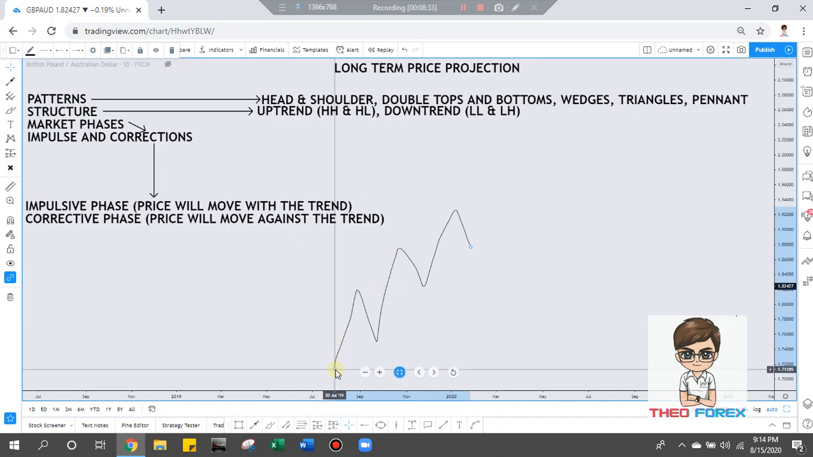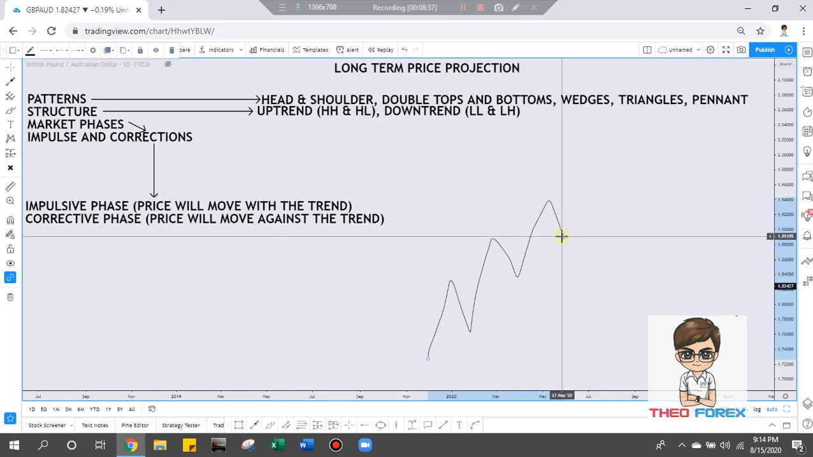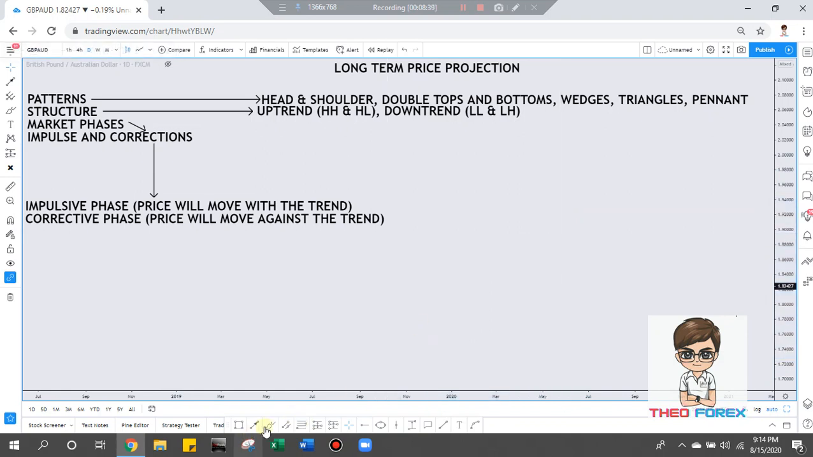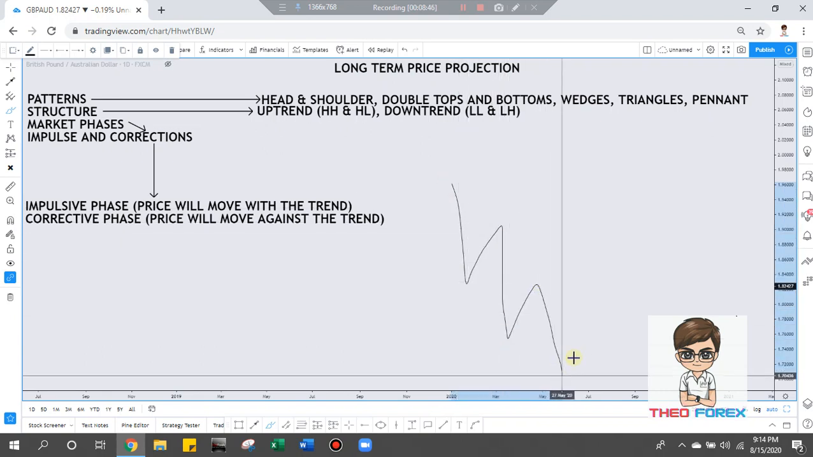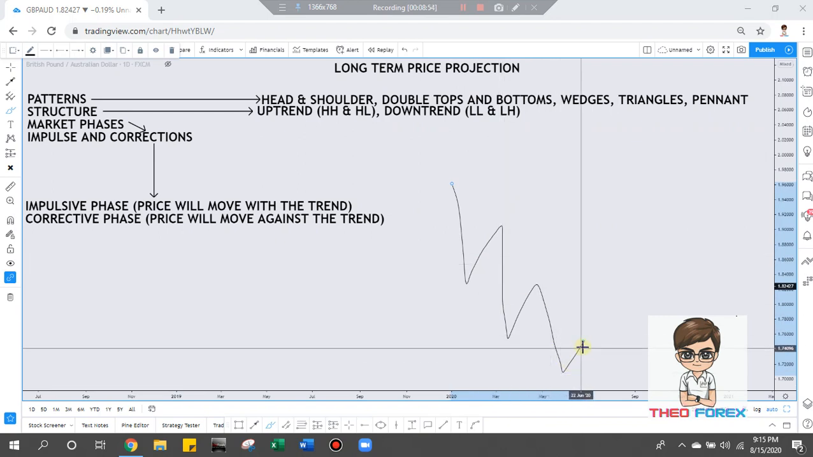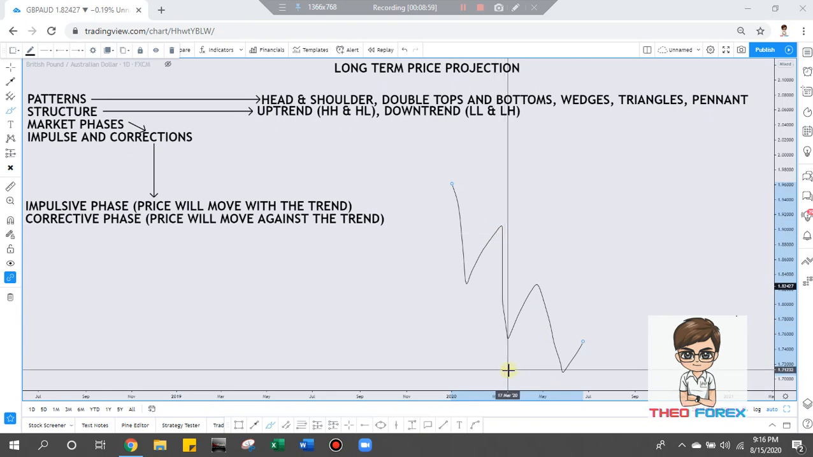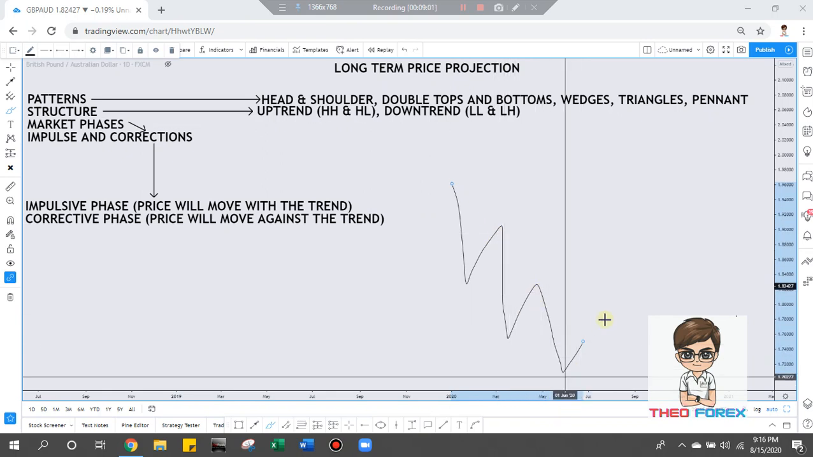While in a downtrend, okay, let me delete that. I thought I could turn it upside down actually, but I couldn't. While in a downtrend, we have lower low, lower high, lower low, lower high, lower low, lower high. Now this is the impulsive phase, this is the corrective phase. This is the impulsive phase, this is the corrective phase, impulsive phase, corrective phase.